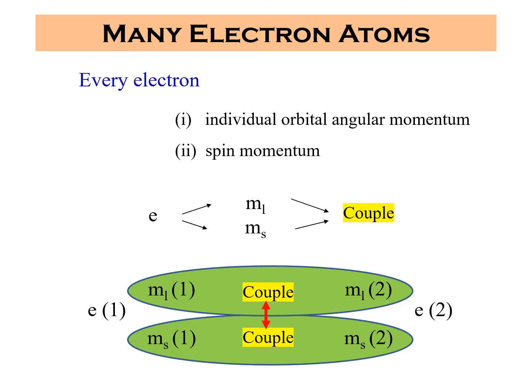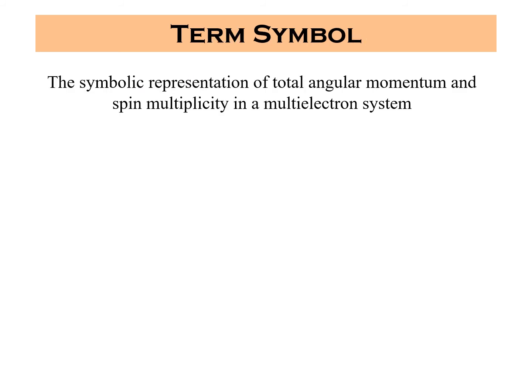So ultimately we find that within an atom, when multiple electrons are present, different electronic energy levels are produced through this coupling of different vectors. And to solve this problem, we come up with the term symbol. The term symbol is a symbolic representation of the total angular momentum, which is generated by the coupling or interaction between the individual angular momenta of the different electrons, and the spin multiplicity, which is defined through the interaction between the spins of the electrons.